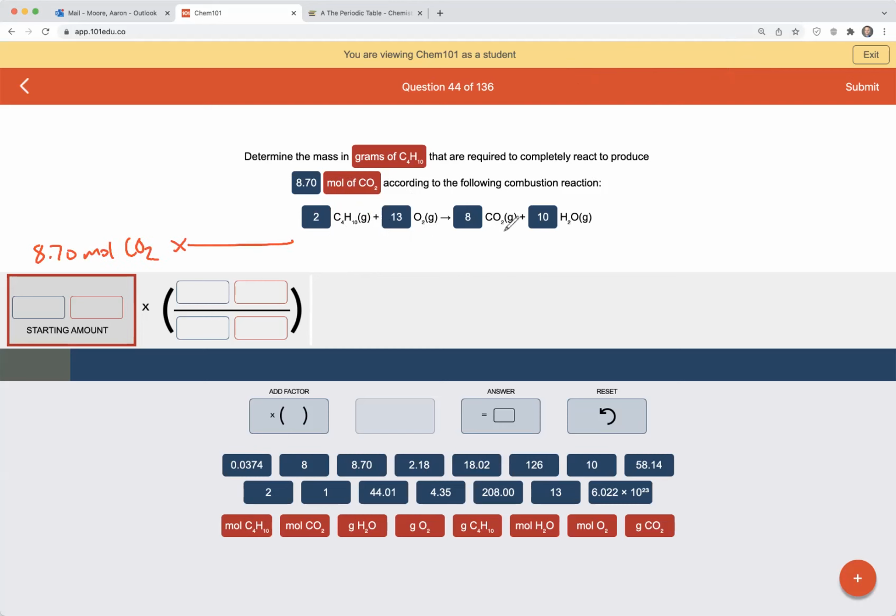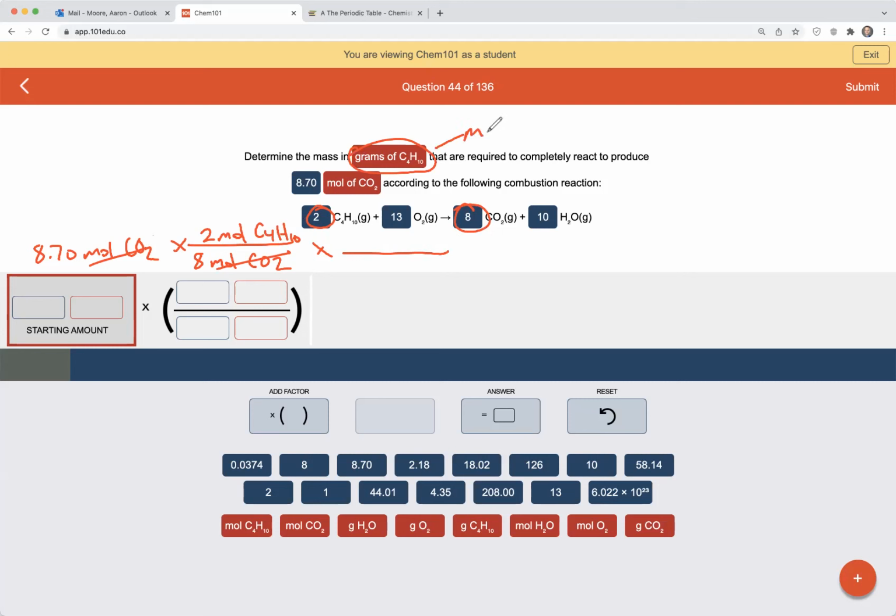Okay, and then I use the mole ratio. So there's 8 moles of CO2 produced for every 2 moles of butane used. So I put the 8 moles of CO2 on the bottom because that's what I want to cancel. So 8 moles of CO2 for every 2 moles of C4H10. So moles of CO2 cancel. All right, so now I have moles of this reactant, but what I want are grams of that reactant.